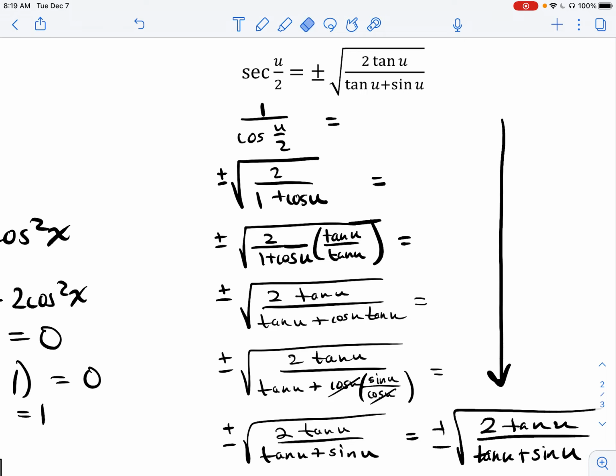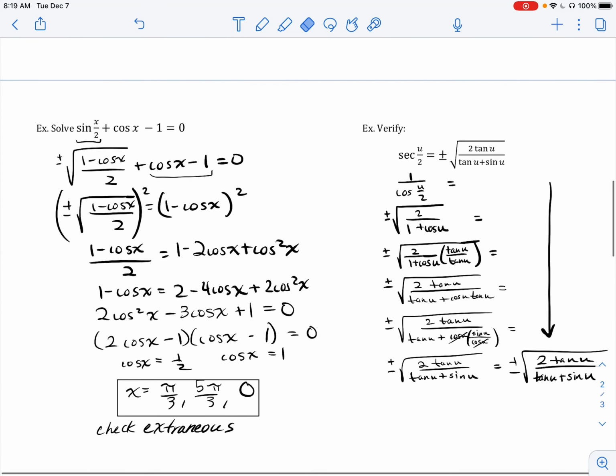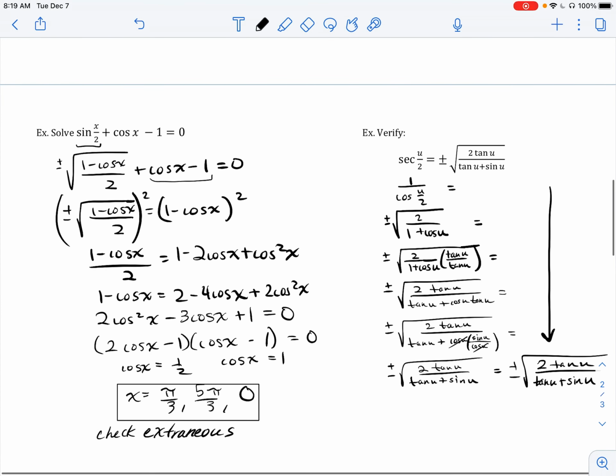All right, so those are some practice problems working with the half angle formulas, and hopefully you can see some uses for it now when it comes to solving, verifying, and evaluating.